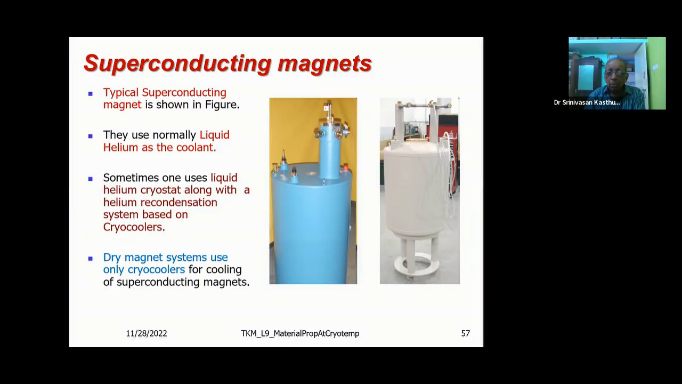Nowadays, we also have systems called dry magnet systems, wherein you can generate a magnetic field. You can start with a superconducting magnet, which can be cooled not by liquid helium, but by cryocoolers. So the temperature keeps on decreasing, and when it goes below 5 Kelvin, you can charge this magnet. So it can be useful as a superconducting magnet, but does not have liquid helium. These dry magnet systems only use cryocoolers for cooling the superconducting magnets, and they are really advantageous.